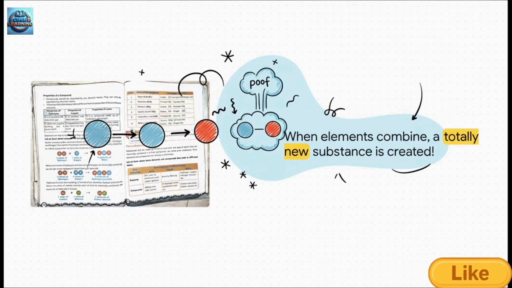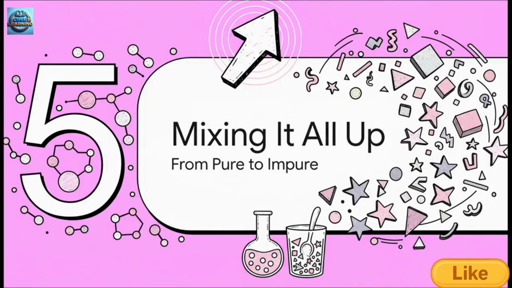So you take two little hydrogen atoms, one oxygen atom, they link up with those chemical bonds, and bam! You've created a totally new substance, water, with its own completely new set of rules. That, right there, is the power of chemistry. All right, so we get it. We have pure things like elements and compounds where atoms are chemically locked together. But what happens when you just mix stuff up without any of that chemical drama?